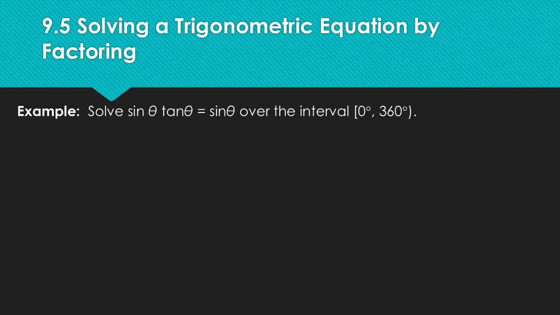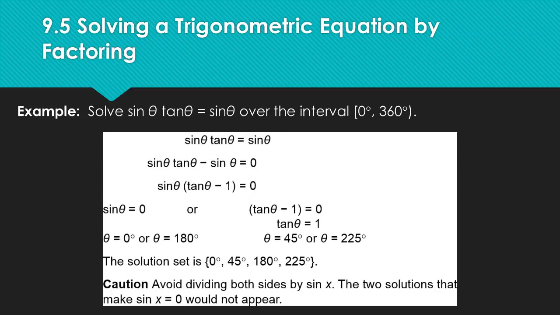Now notice this time we're going from 0 to 360, so we're going to be using degrees this time. If you want to pause, go ahead. Otherwise, continue the recording and we'll talk through this one. As I said, you want to subtract the sine of theta from both sides. Now notice that all that did was put a minus sine theta after sine theta tan theta. But notice those two terms now have a common factor of sine. So we have the sine of theta times the tangent of theta minus 1 equals 0.